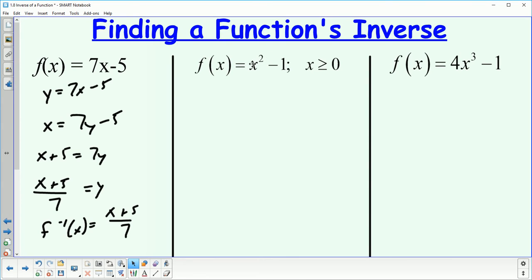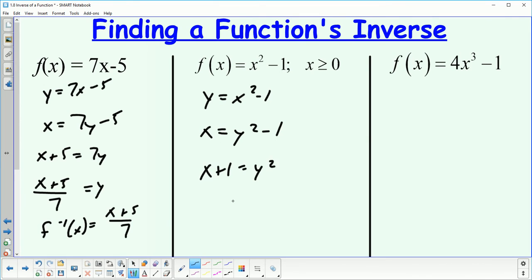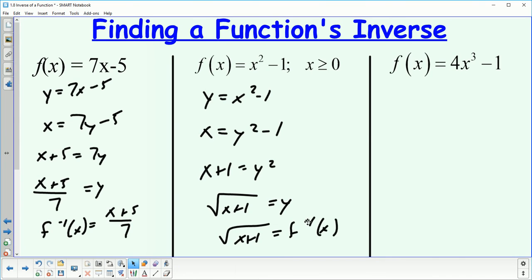Okay, another example now, a little more complicated because we have a y squared. So I'm going to start the same way. I just switch the x and the y. And now I'm going to solve. So I'm going to start by adding 1. And then I'm going to square root. So I have x plus 1 equals y squared, and then I get the square root of x plus 1 equals f inverse of x. Now you'll notice here that I didn't put the plus or minus in the front. And the reason I didn't do that has to do with our restriction right here. And the reason that restriction exists is because we have to restrict that in order to get an inverse.